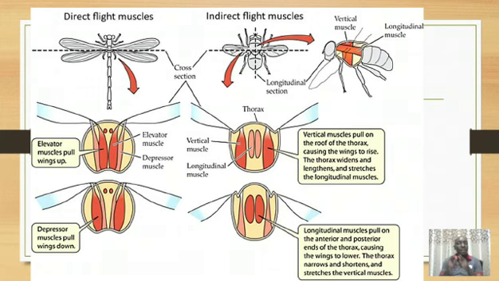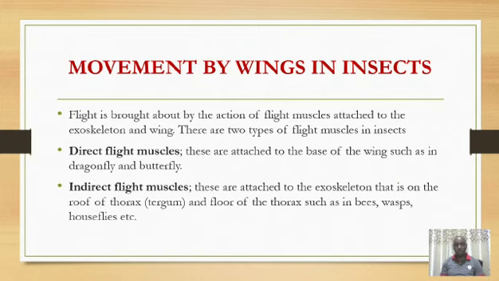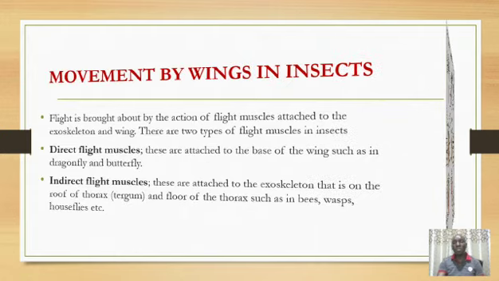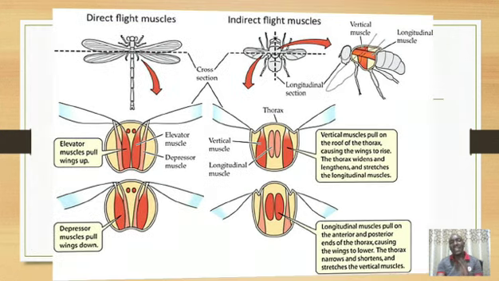Meaning the muscles don't move the wings directly. They move the tagum or roof of the thorax, which in turn moves the wing. Hence the term indirect flight muscles. That is why we say direct flight muscles are attached to the base of the wing, to the base of the wing directly.